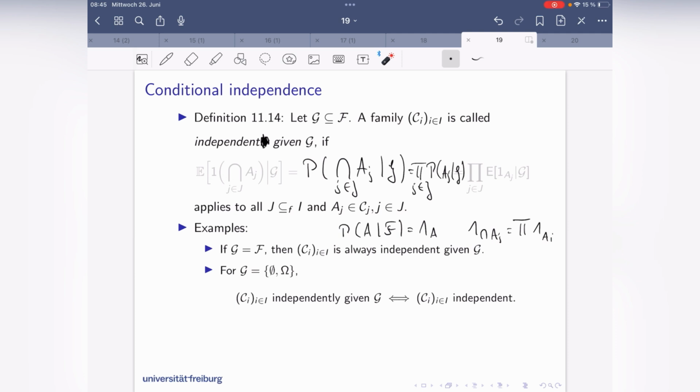And the other thing is, if I only have the trivial sigma algebra containing the empty set and the full set, then the A_j's are independent given G if and only if they're independent. And the reason is, the conditioning on G here is the same as leaving it away for this kind of condition as we had previously. And then you have the same equation as before, but conditioning on G falls away, so we have regular independence.